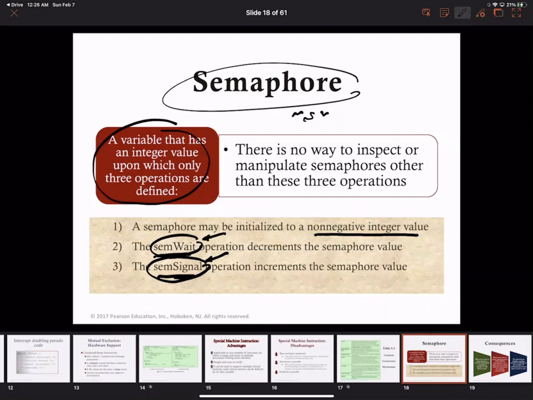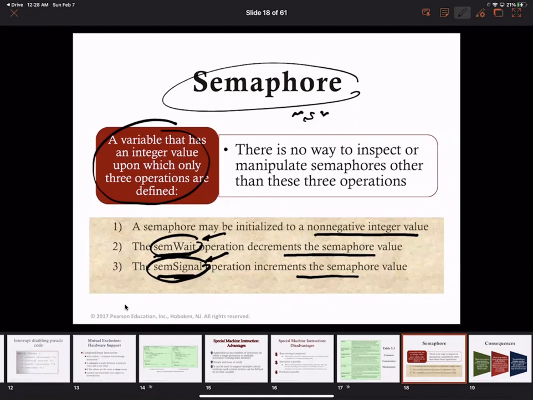When a process is receiving a signal, it decrements the semaphore value. When a process is transmitting a signal, it increments the semaphore value. So when the process decrements the semaphore value using the semWait operation, if the value becomes negative, then the process executing the semWait is blocked. Otherwise, the process will continue execution. The semSignal operation increments the semaphore value, and if the resulting value is less than or equal to 0, then a process blocked by the semWait operation, if any, is unblocked. There is no way to inspect or manipulate semaphores except with these three operations.